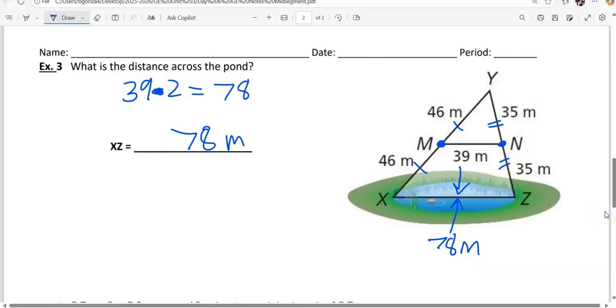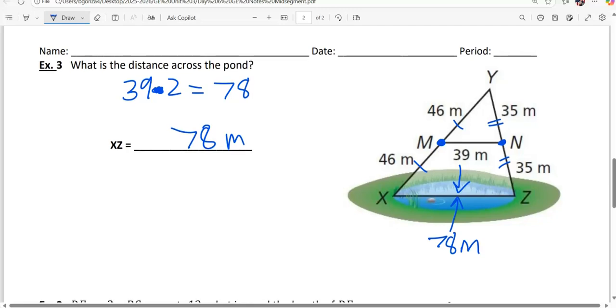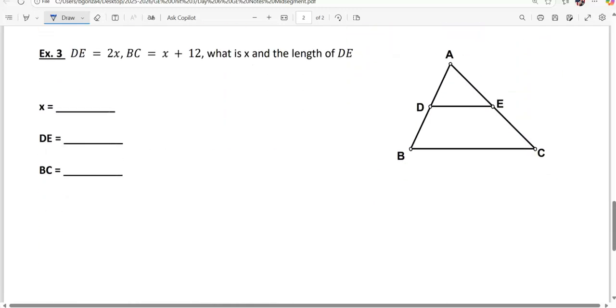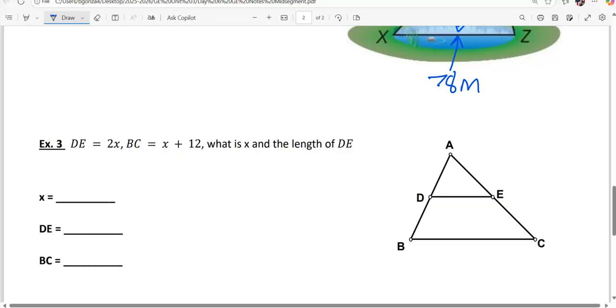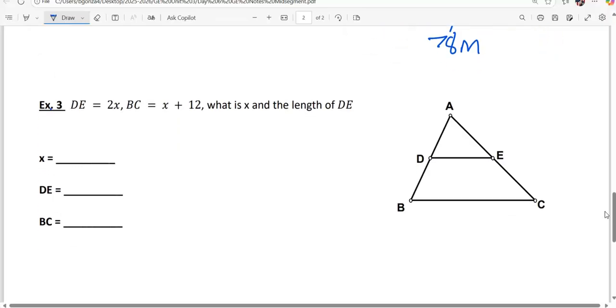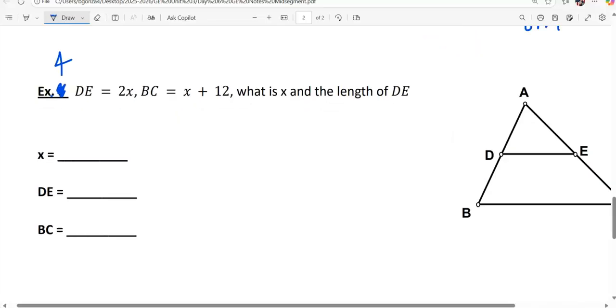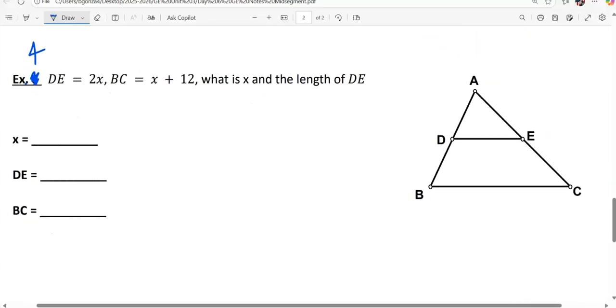Cool. Last one. Y'all ready for example 4? What do we got here? If you need me to go back to it, I can. But example 3. Wow, there's 2 example 3s. That's crazy. Let's go ahead and call this example 4. Now, let's label it. DE is 2x. Put a 2x right here. BC, x plus 12, goes right here.